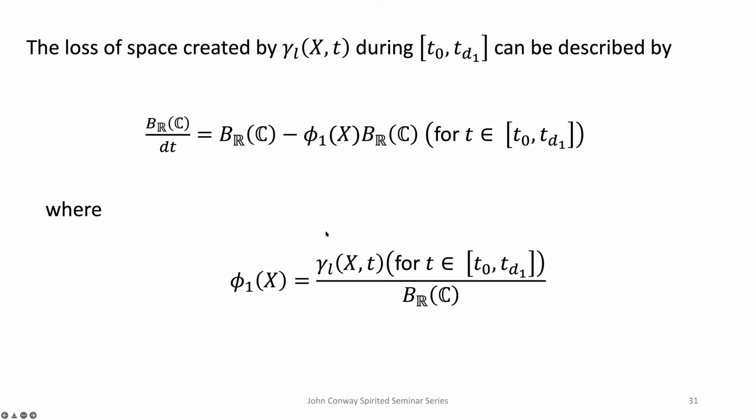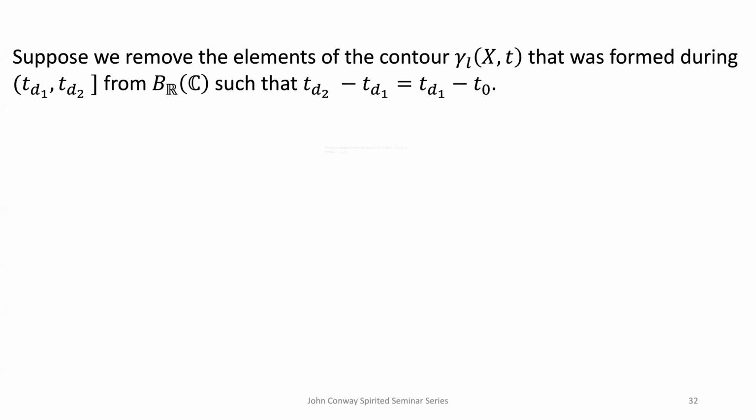So removal at a rate phi 1 times gamma L xt. So the gamma L xt, that removal rate, removal within that interval, BRC by dt, this differential equation explains the loss of space. Similarly for all the other intervals.